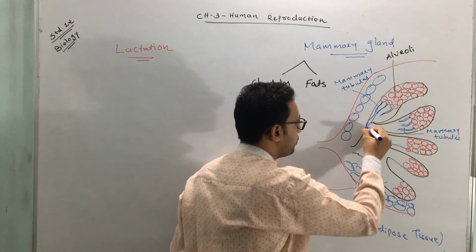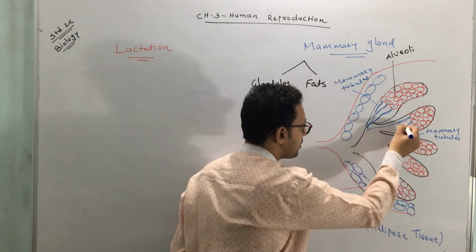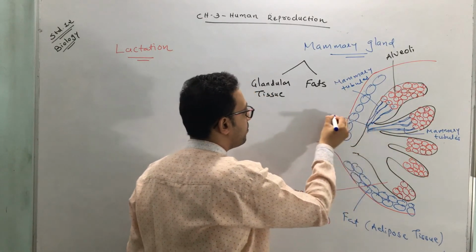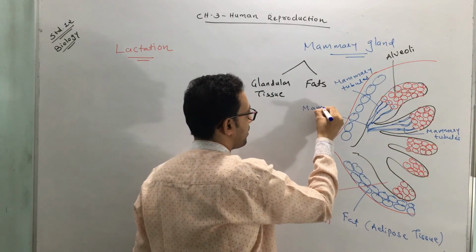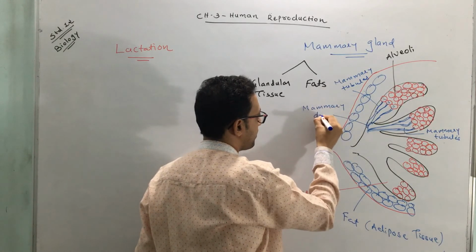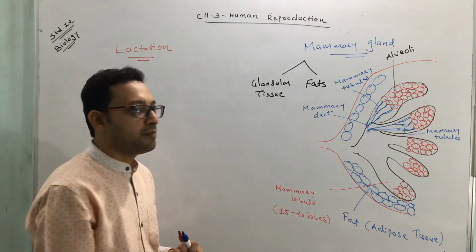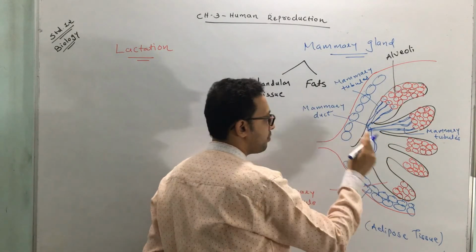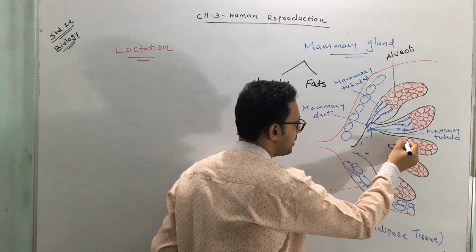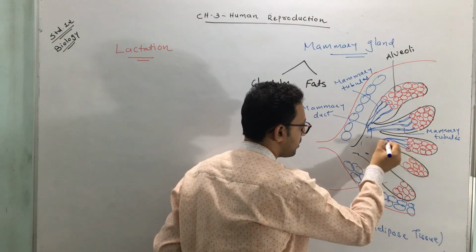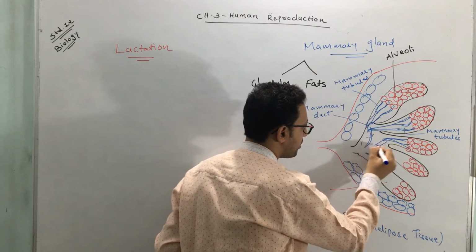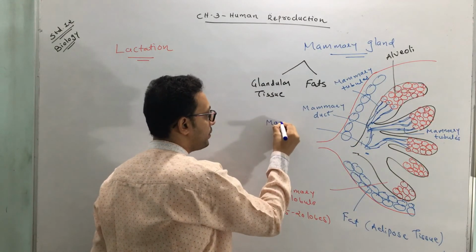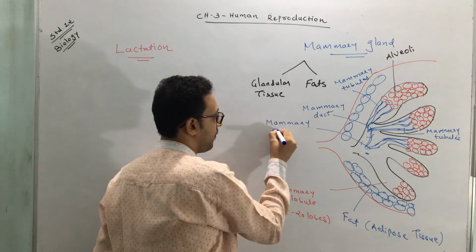These mammary tubules from each lobe join like this, and they form a mammary duct. The mammary duct opens into a wider portion over here, a wider region where they open. These are all tube-like structures. This wider part is called the mammary ampulla.